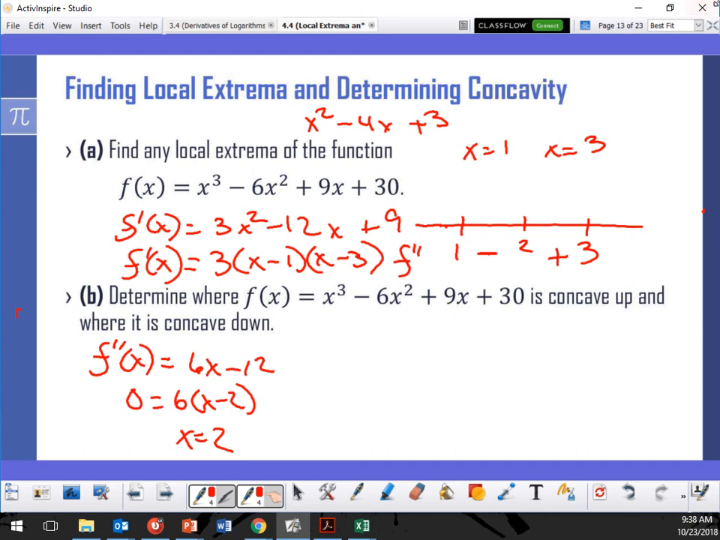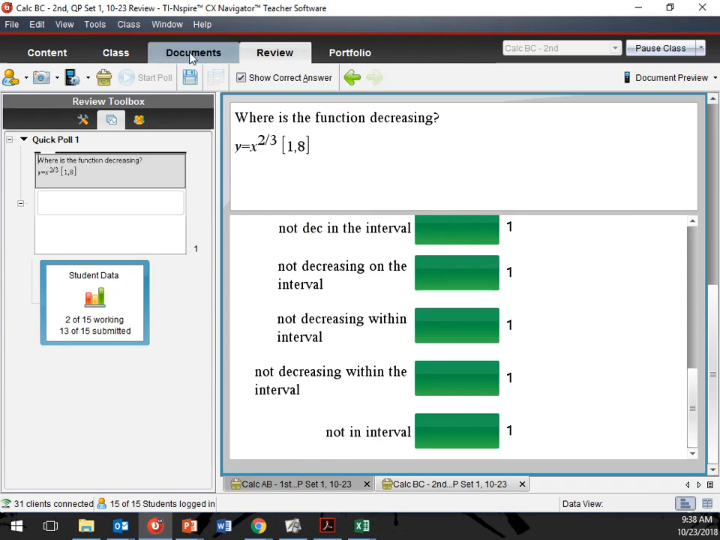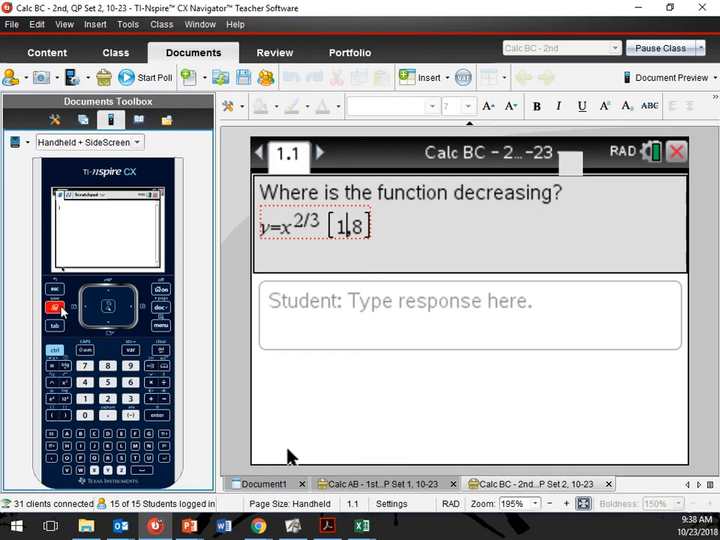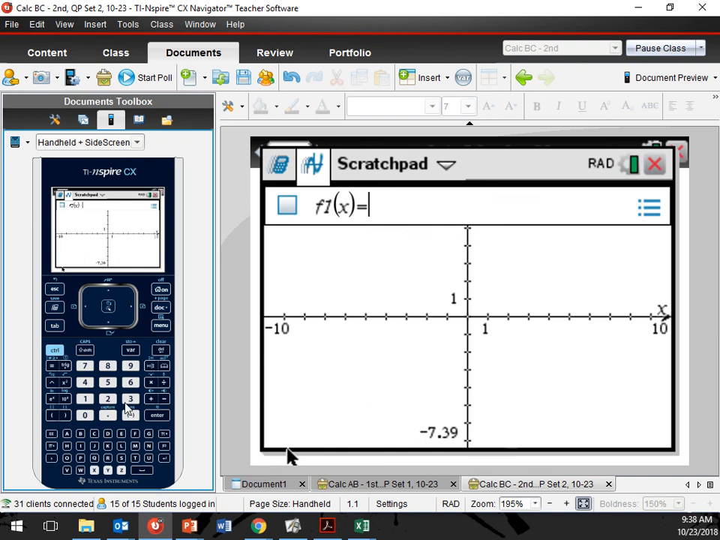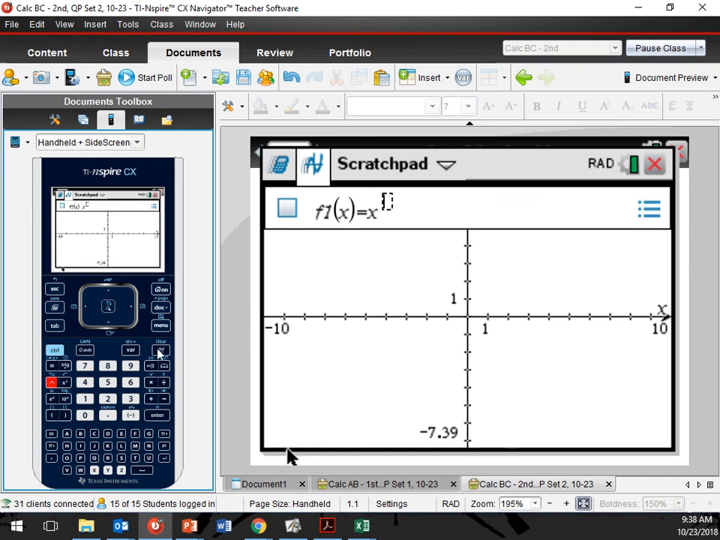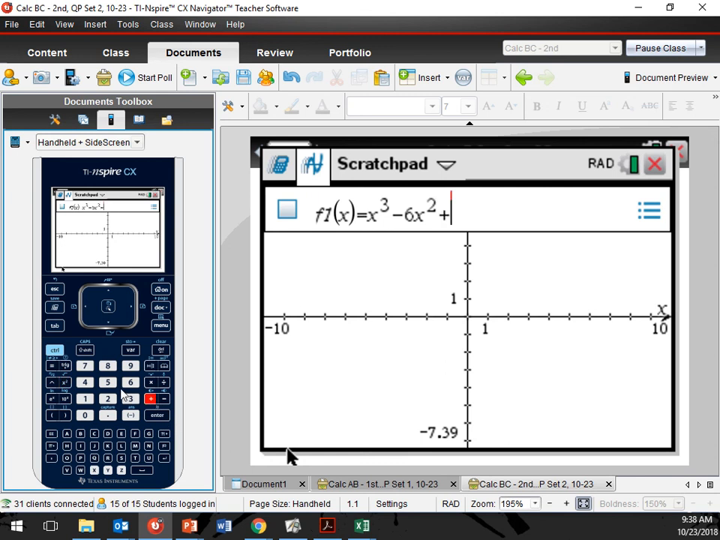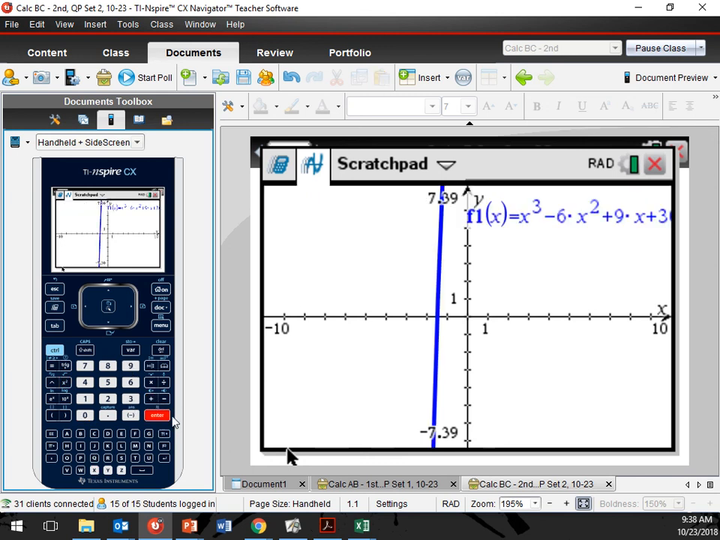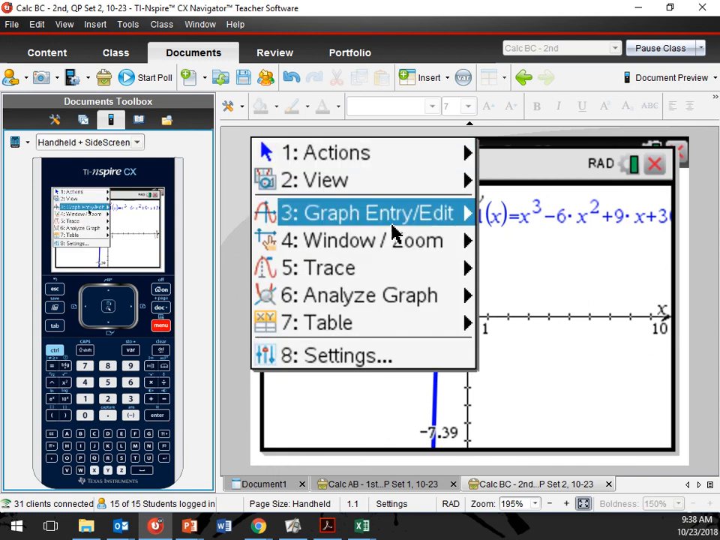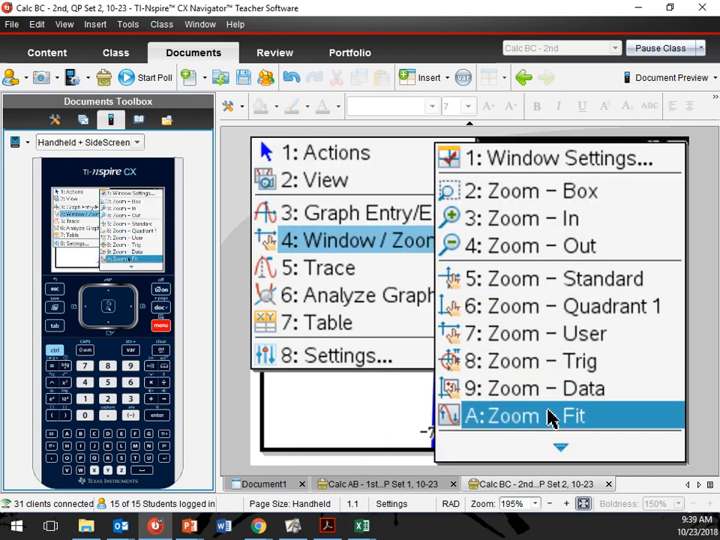Graphing it right now. Okay, so that's X minus 1 and X minus 3. All right. So what was the function in the first place? X to the third power, minus 6x squared, plus 9x plus 30. There you go. All right, so let's do a zoom fit. Menu, window, zoom, fit. There we go.